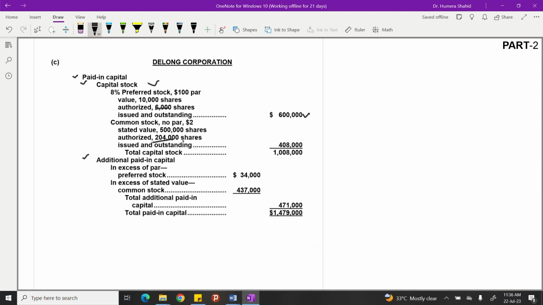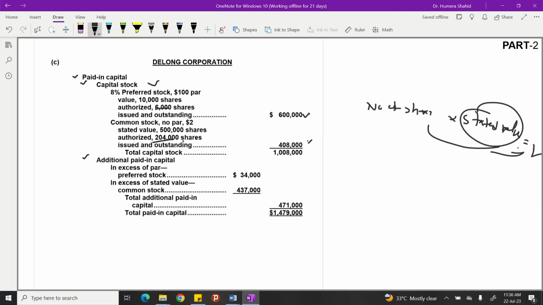The other way, as I said, the balance you can divide by 2, because you get this balance by multiplying number of shares with stated value. So if you need the stated value, divide the answer with the number of shares, or if you need number of shares, divide the answer with the stated value. We need number of shares, so we divided this answer with the stated value, so that is 204. So total capital stock is 1,008,000.